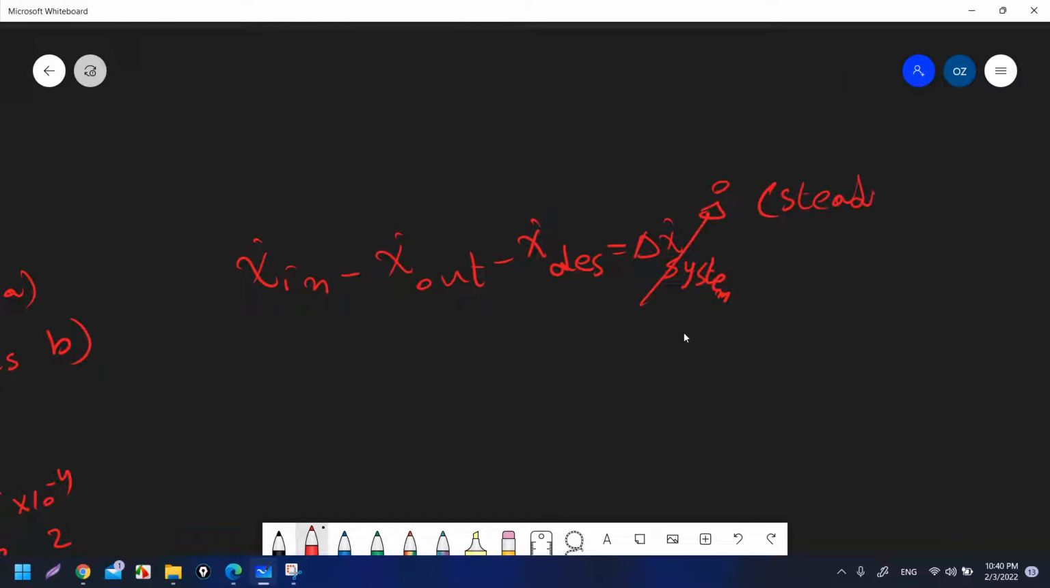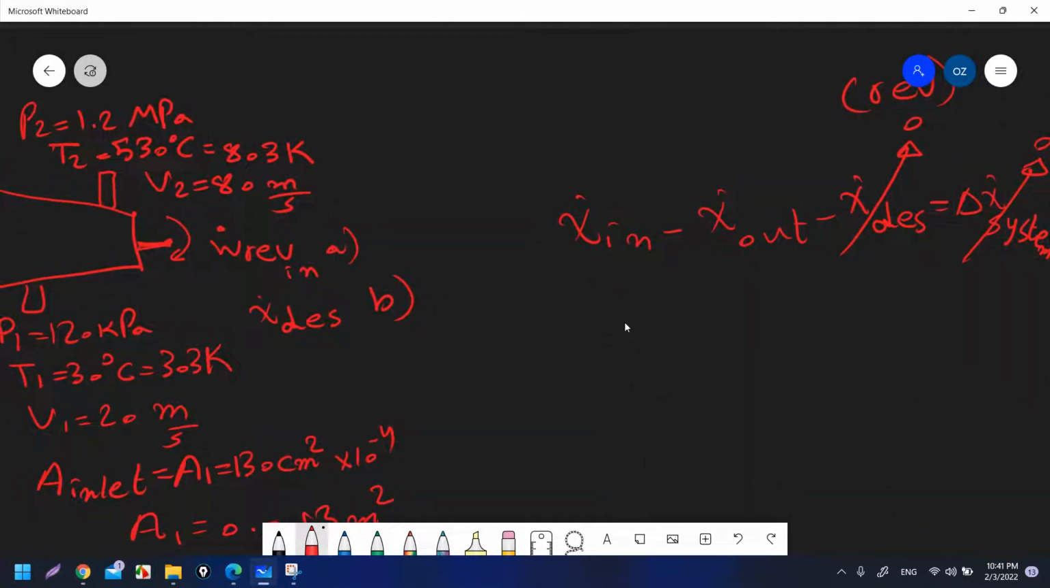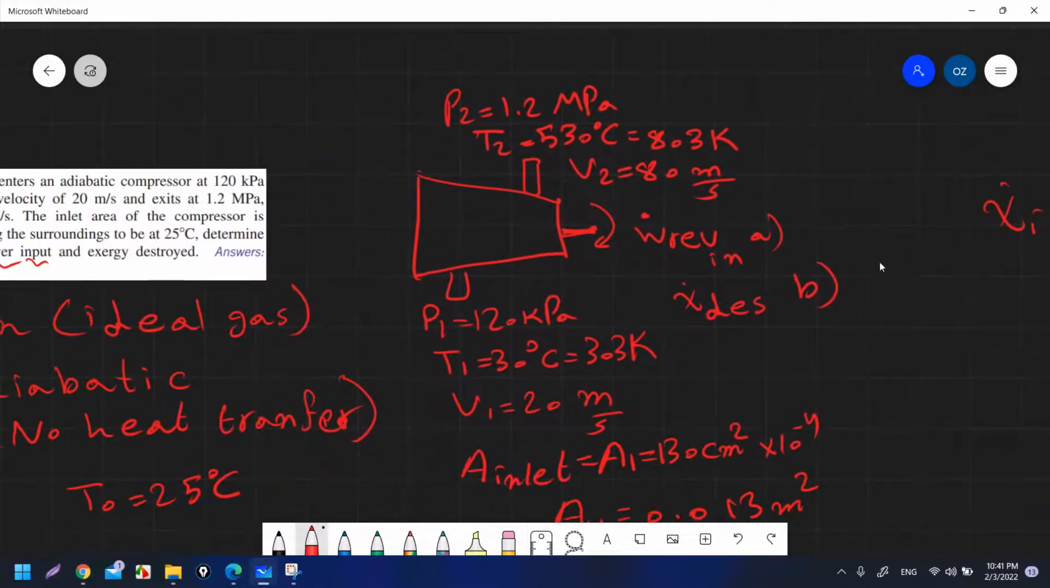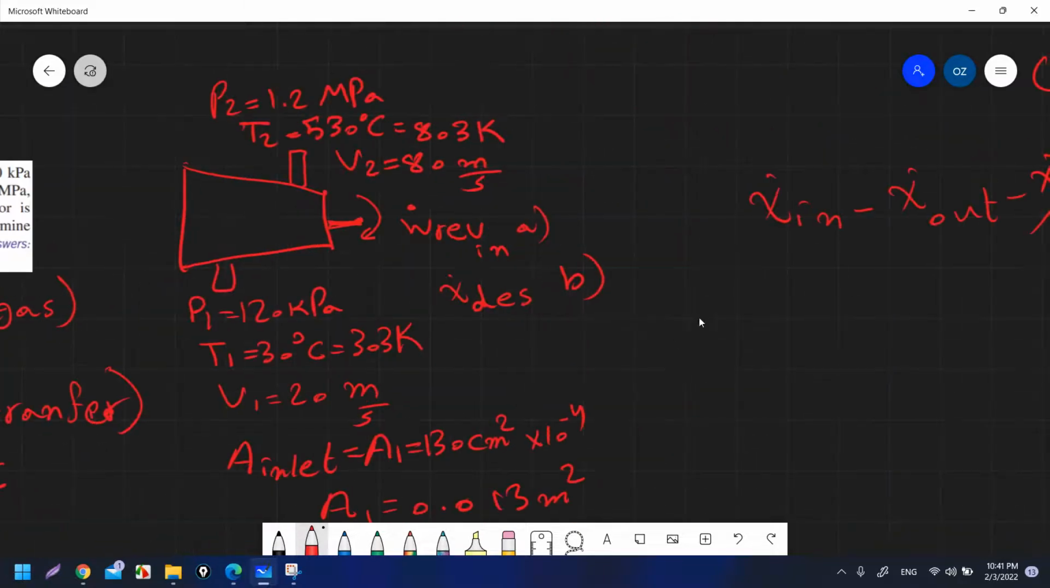The destroyed term is 0 because we assume it is a reversible process, since we want to find the reversible work. He gave me already that it is adiabatic, and even if I didn't assume it, there is no exergy transfer by heat.